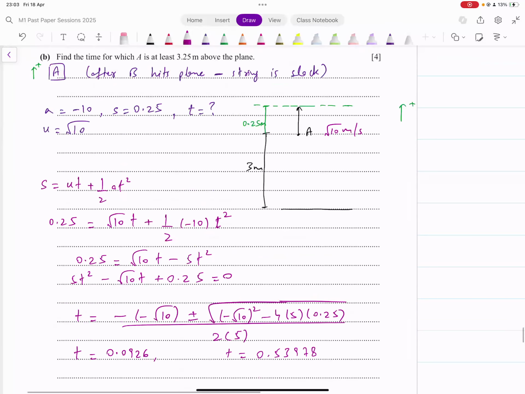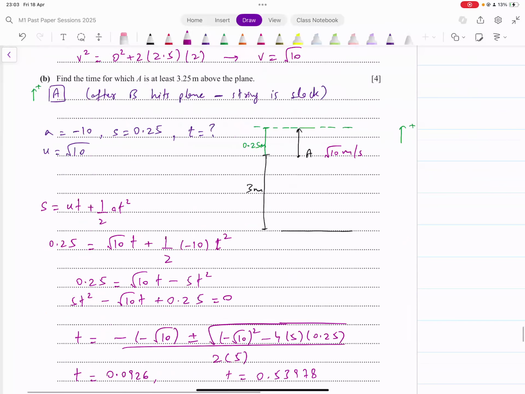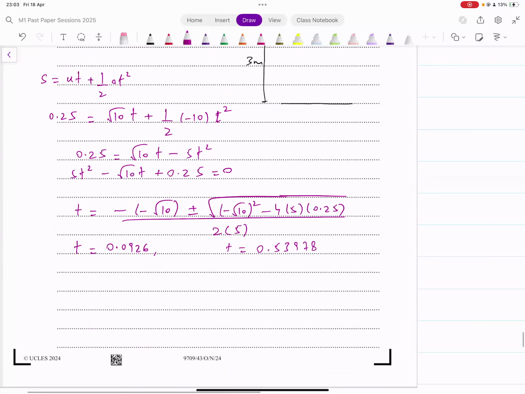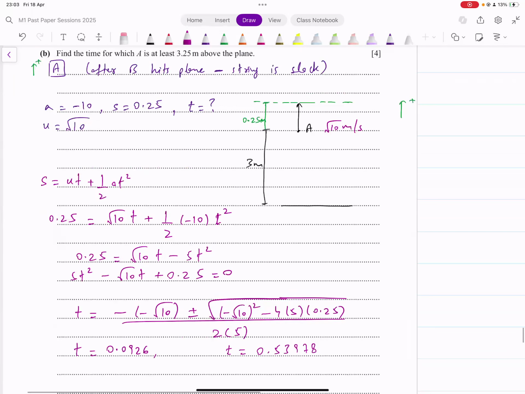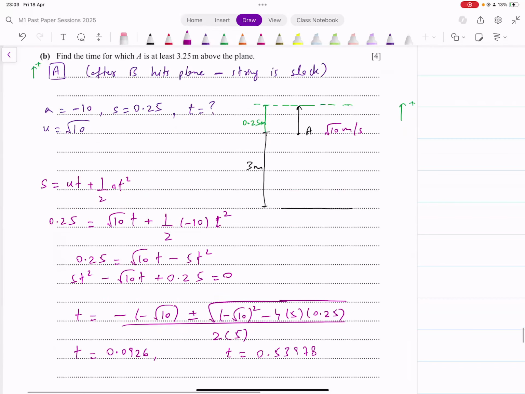Now we're getting two values of t. What does that mean? Now see, the journey of this particle is going to look like this. It goes up.